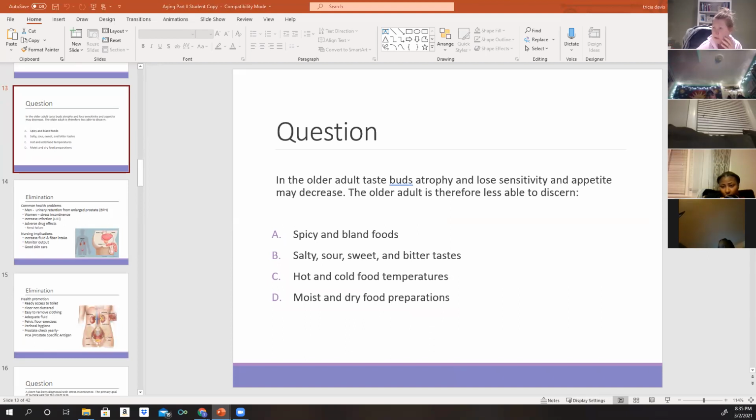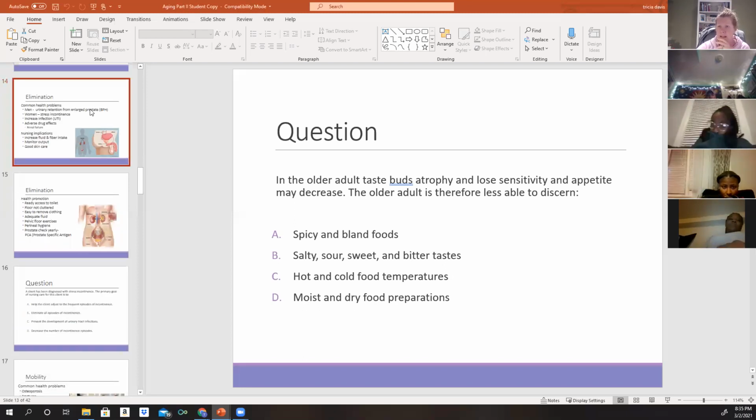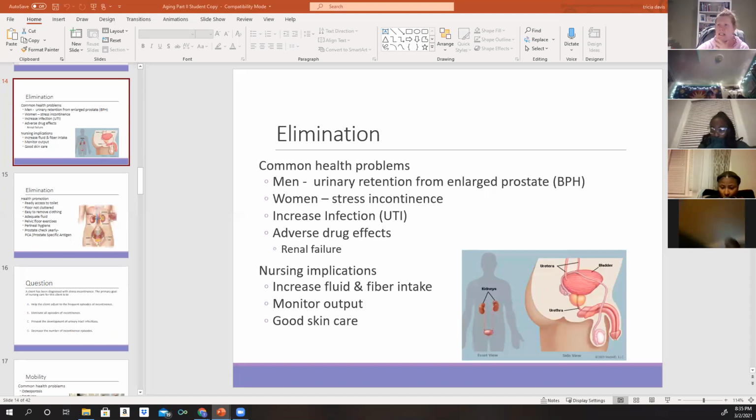All right. And in the older adult, taste buds atrophy and they lose sensitivity and appetite may decrease. The older adult is therefore less able to discern A, spicy foods, B, salty, sour, sweet, and bitter tastes, C, hot and cold food temperatures, or D, moist and dry. B. Yep, B. Very good.